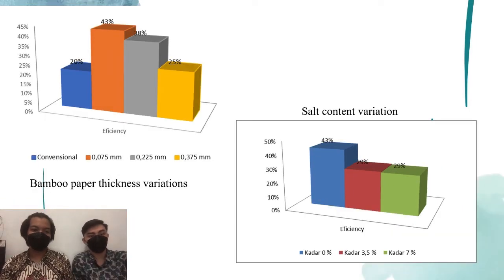From the result of the efficiency of variation in the thickness of bamboo paper, the highest efficiency was obtained at the thickness variation of 0.075 mm bamboo paper, with an efficiency of 43% for 2 hours. Compared to the conventional result, which is lower, with an efficiency of 20% for 2 hours.